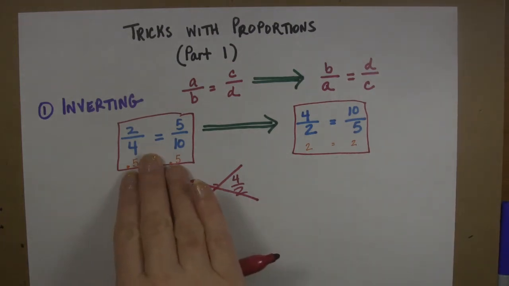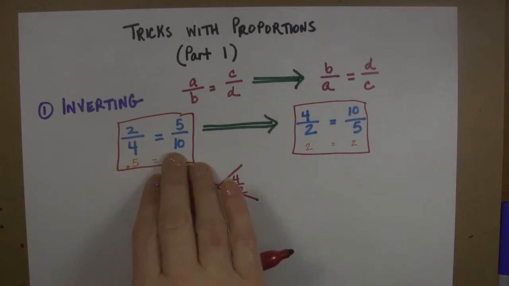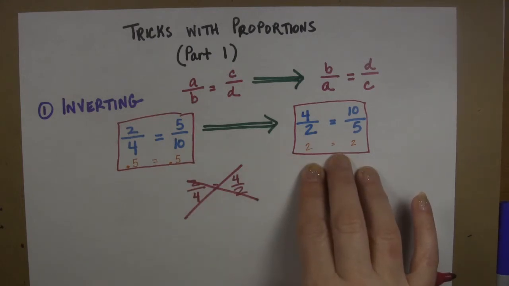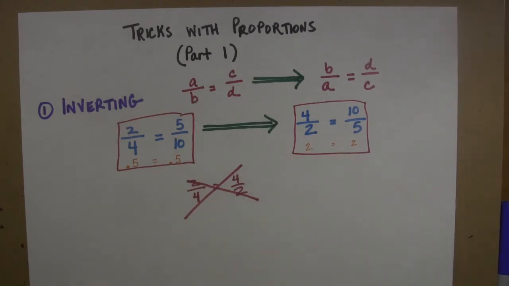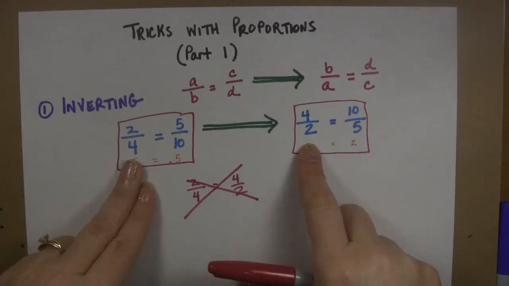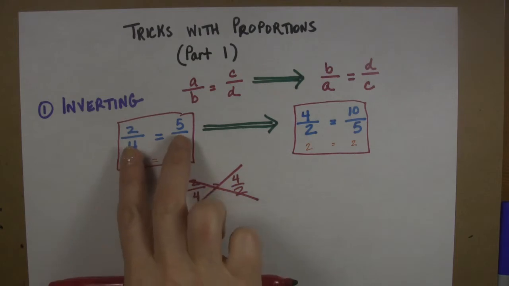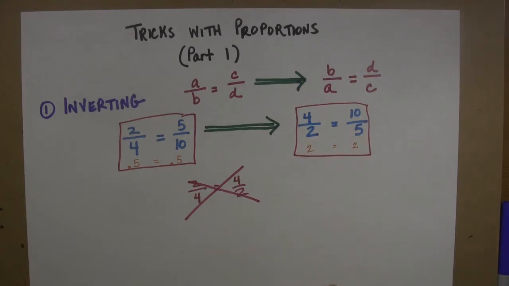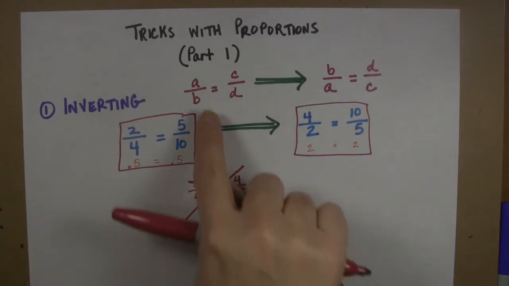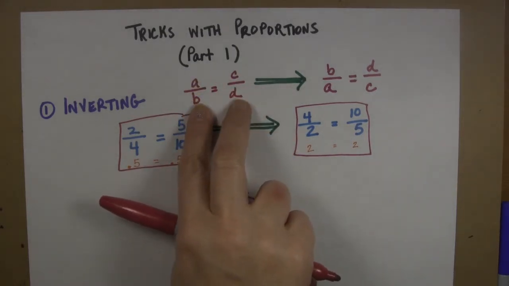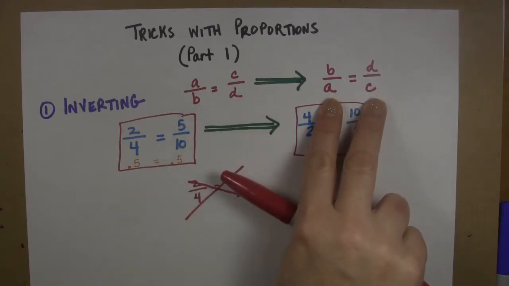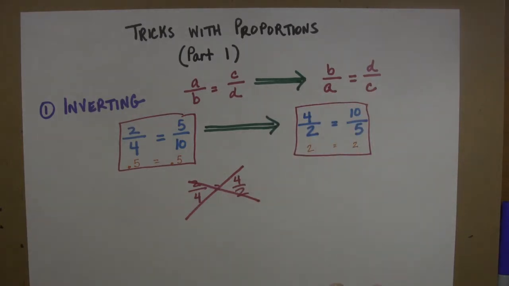Okay? If this relationship is true, and it is, 2/4 does in fact equal 5/10, you can invert both sides and get another true relationship. That is what we are saying here. We are not saying that these fractions are equal to each other. No, no, no. We are saying that this relationship, if true, can be manipulated in this way to make another new true relationship. So, if you have a proportion, you are able to invert both sides of the equal sign and come up with another true proportion. That's what we're saying. Okay?